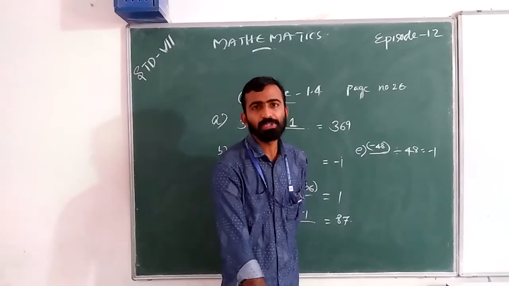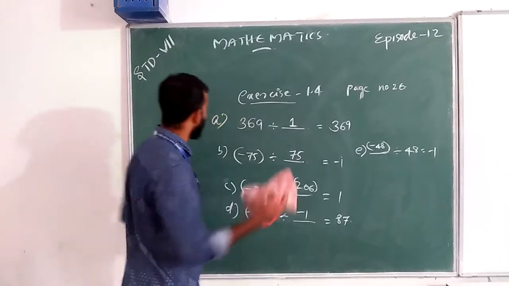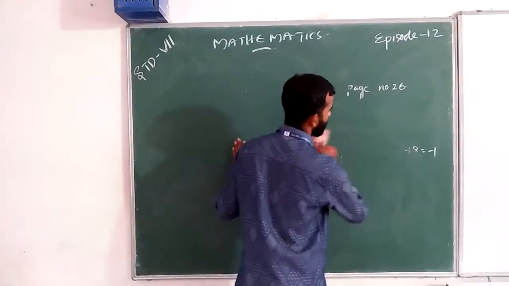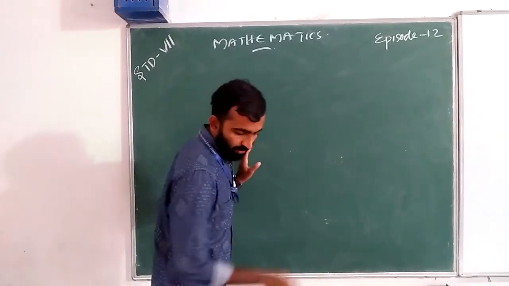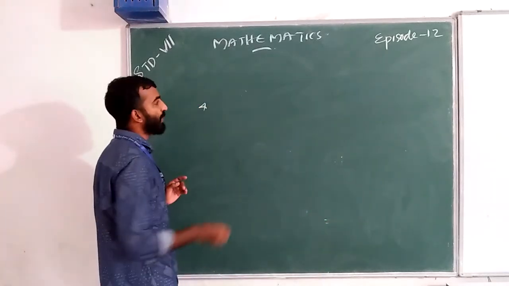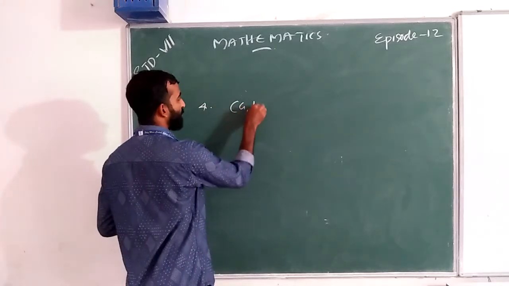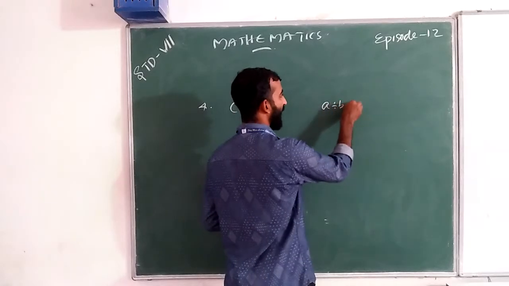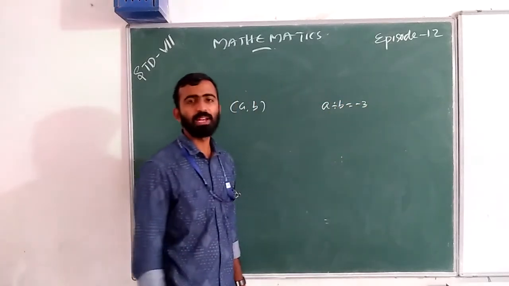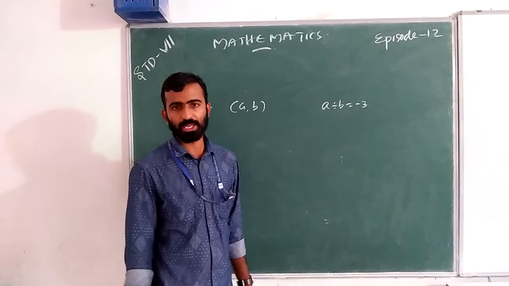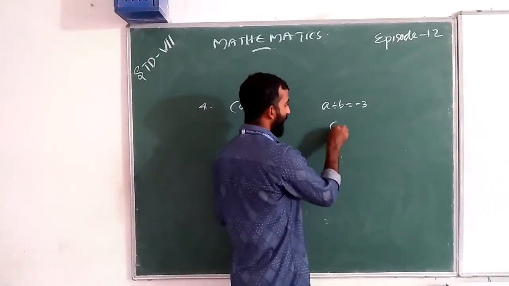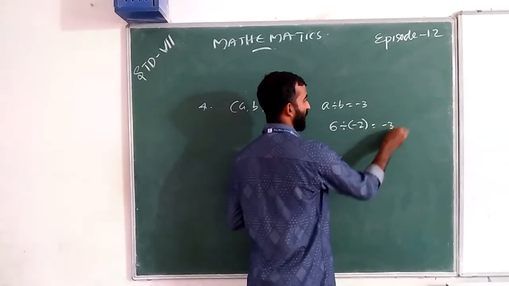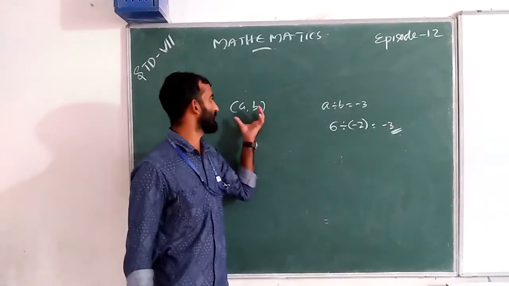We want to find pairs of a, b. That is our next question. Question number 4: we want to write pairs of a, b with the condition a divided by b equals negative 3. For example, 6 divided by negative 2 equals negative 3. We want to write 5 pairs.